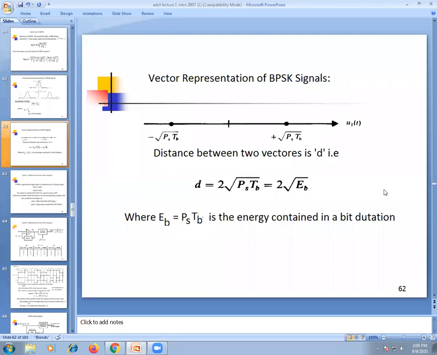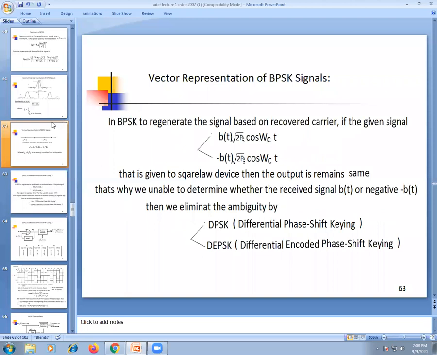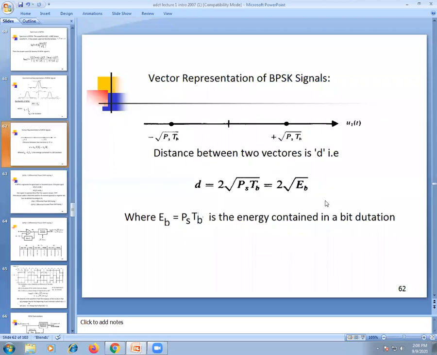Suppose U1 of t is one of the signals, and another signal is 180 degrees out of phase. The U1 of t signal has plus root 2 Ps of t, which is V of b. That is, power of the signal into time of the bit, the root of which is nothing but E of b.